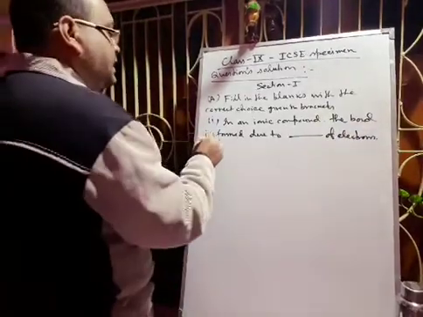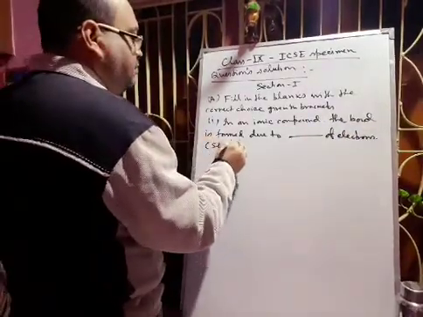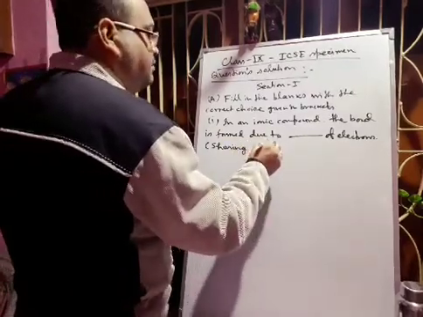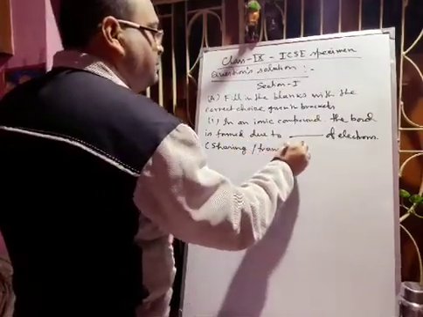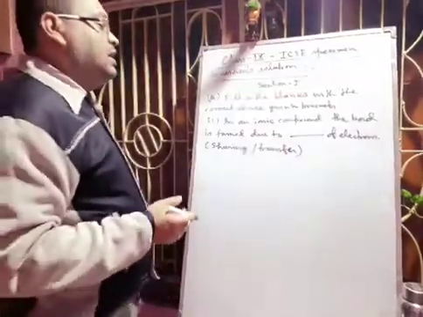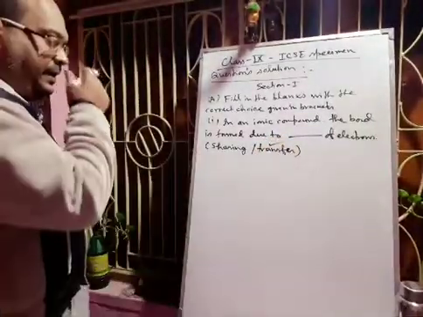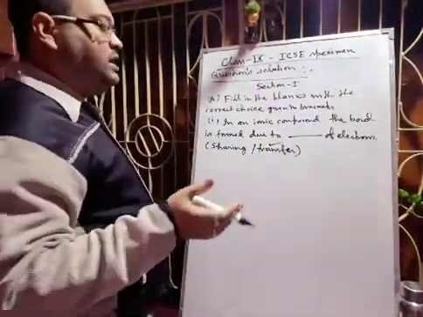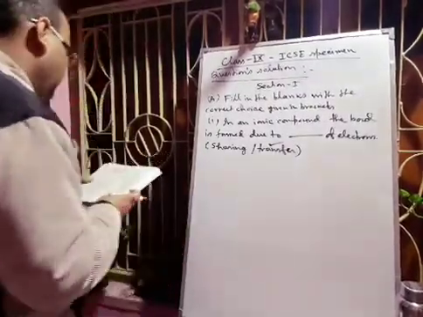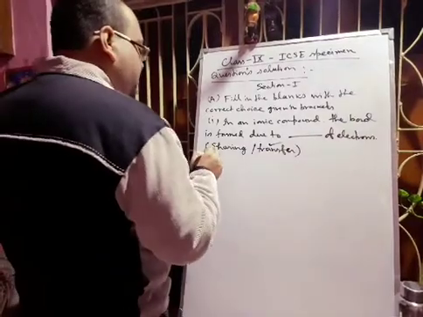Answers are given here: sharing or transfer. So definitely here your answer will be transfer of electron, because you know that ionic bonds are formed by transfer of electron and covalent bonds are formed by sharing of electron.